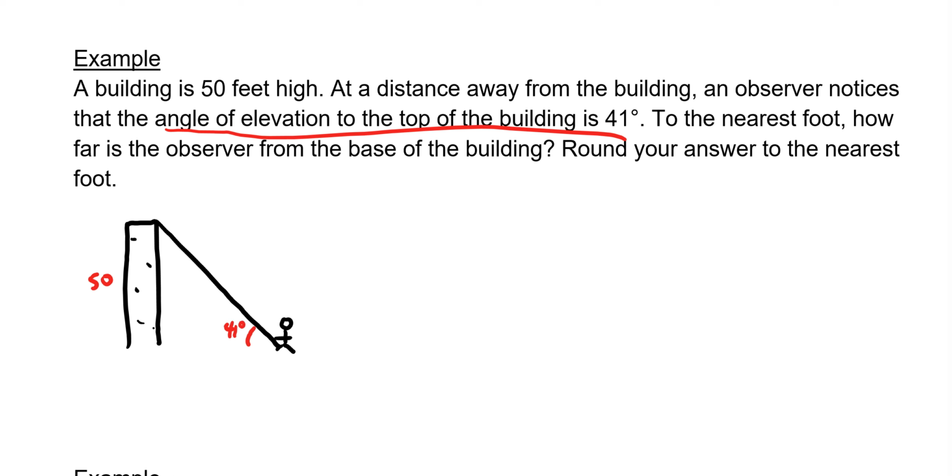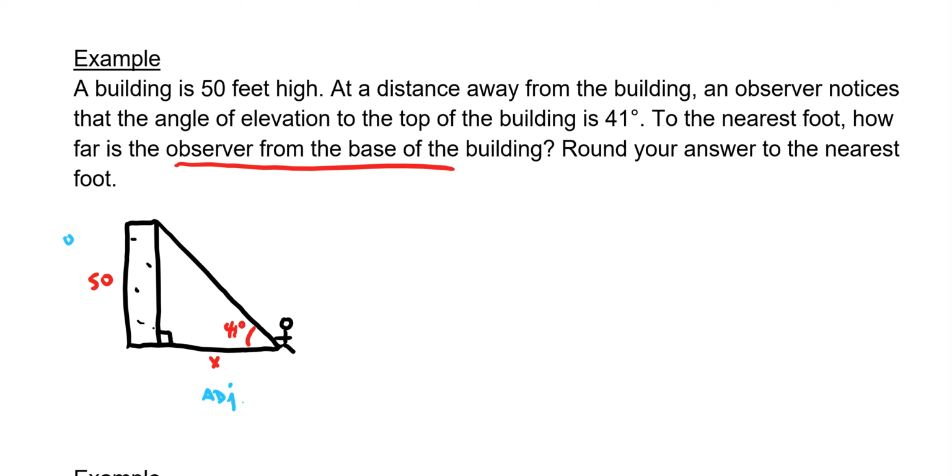And then we want to know how far is the observer from the base of the building. So as you draw the picture, you should recognize that you're creating this right triangle. And I'm going to label what we're looking for. We're looking for that horizontal distance from the observer to the base of the building. So we should always have three things written down. We should have two numbers written down and then one variable. So it looks like based on where this angle is, we have the adjacent side and the opposite.